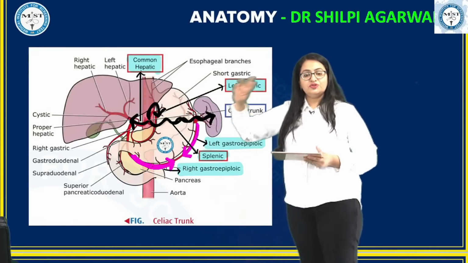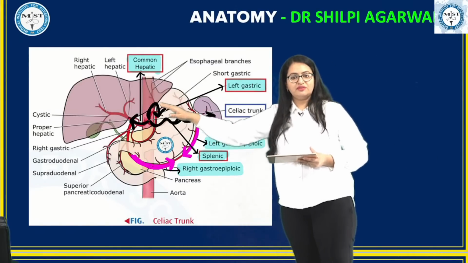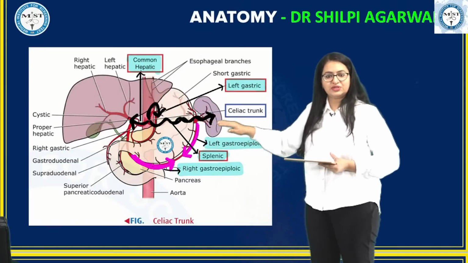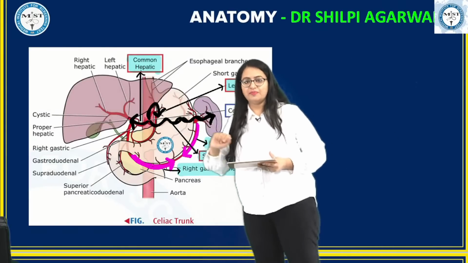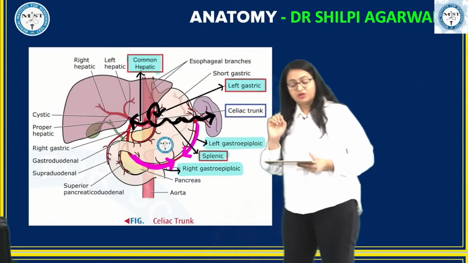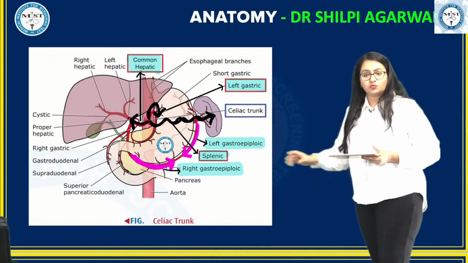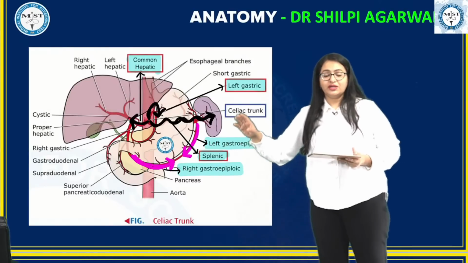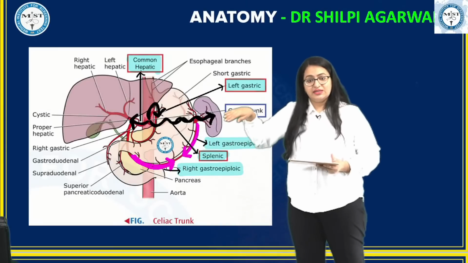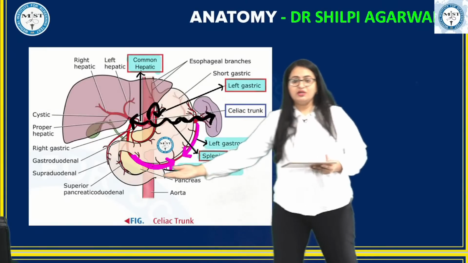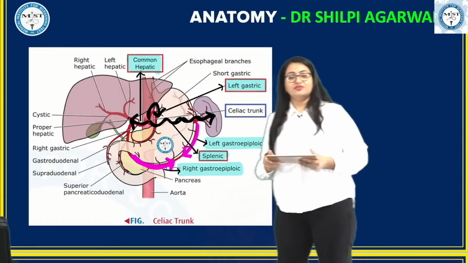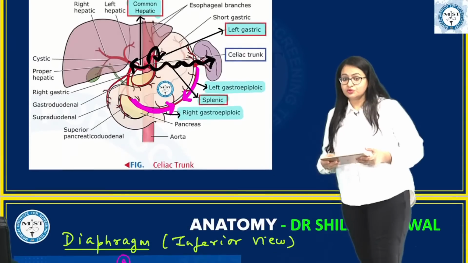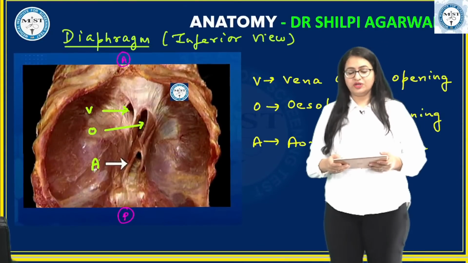It gives three main branches: one to the stomach, the left gastric artery; one to the spleen, the splenic artery; and one to the liver, the common hepatic artery, a very, very important branch. The artery along the greater curvature is the gastroepiploic. If it is coming from the left side, it is the left gastroepiploic. If it is seen towards the right side, it is the right gastroepiploic. So you should be able to tell the gastroepiploic arteries.